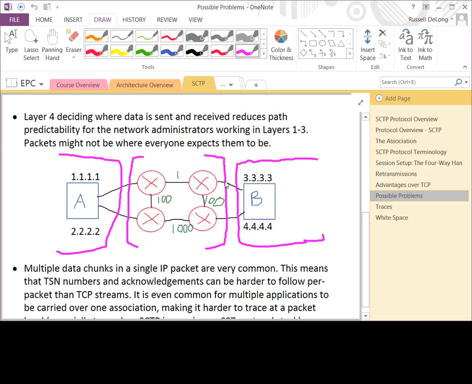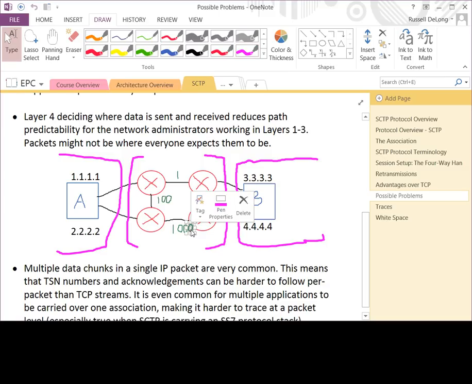Layer 4 deciding where data is sent and received reduces path predictability for network administrators. Okay, this is kind of cool. So there's really two scenarios that I see that could potentially be problems for people. I'll get rid of this 0 here just to demonstrate something.